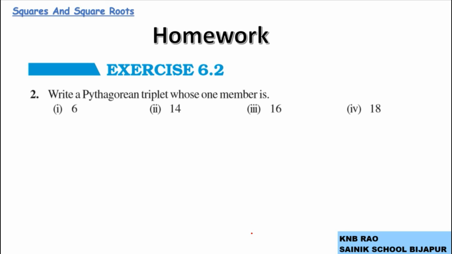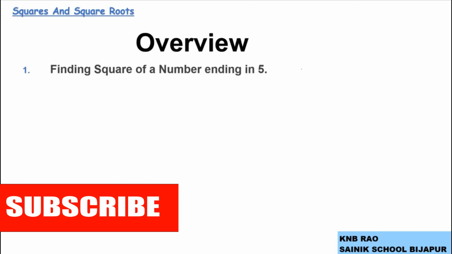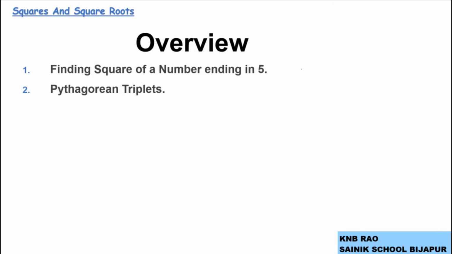So for today we will wind up this session. We learnt finding the square of a number ending in 5. We learnt Pythagorean triplets. So revise this topic and do the homework.